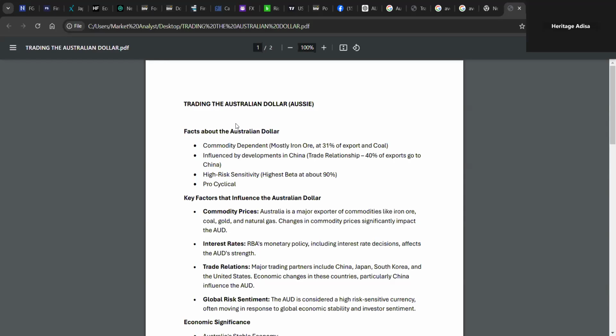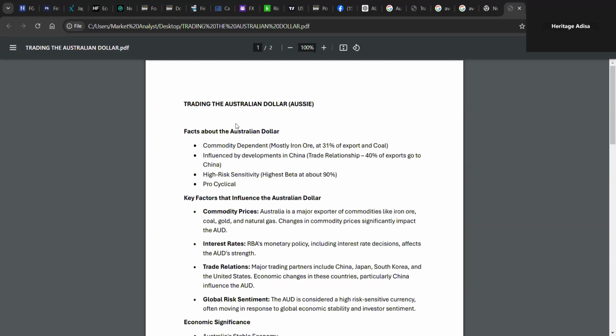China can be seen as Australia's biggest client. So whatever good things happen with China positively influences the Australian dollar. Whatever bad things or negative developments come up in China negatively impact the Australian dollar. You must also know that it has the highest beta, a very high sensitivity to risk. When you have positive sentiment, AUD rises or should rise the most. When you have negative sentiment, AUD should fall the most.